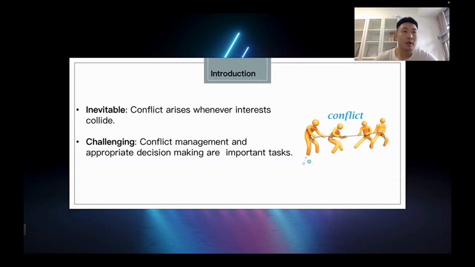Conflict arises whenever interests collide, said Morgan in 1997. We think that's a common situation we can see in project management. Conflict management and all-party decision making are two important tasks for any project manager, and I think most project managers will face this situation. Making the correct decision in a conflicting situation, by considering the relevant biases, could help project managers solve critical problems and lead to achieving organizational goals.